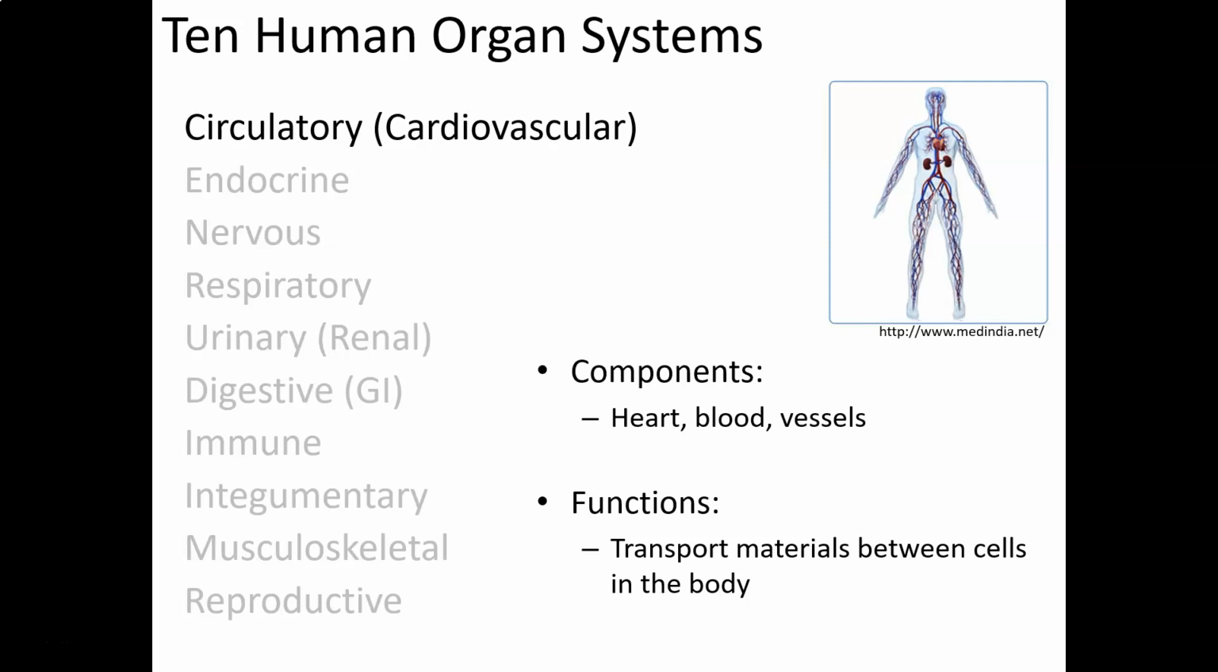So let's go through them. Again, this is in no particular order. It's the 5 and the 5 that are alphabetical. Okay, so the circulatory system is the first one. I actually like the term cardiovascular, but it's another good chance to show the difference between structure and function.